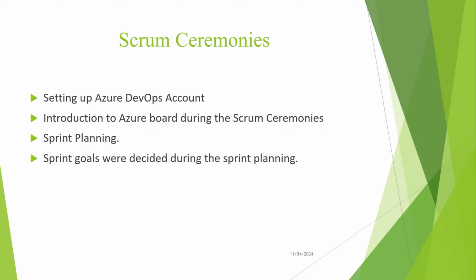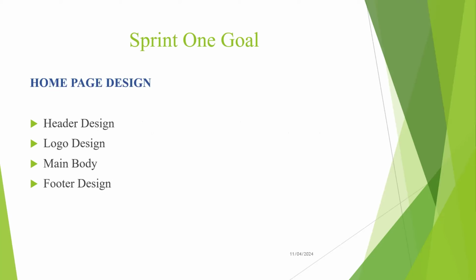Sprint one. During sprint one, we start from the Scrum ceremony, whereby we set up the Azure DevOps account, and we were introduced to the Azure board. Then we did the sprint planning as well. During the sprint planning, we set up the sprint goals, which were for the home page design, which consists of header design, logo design, main body, and footer design.